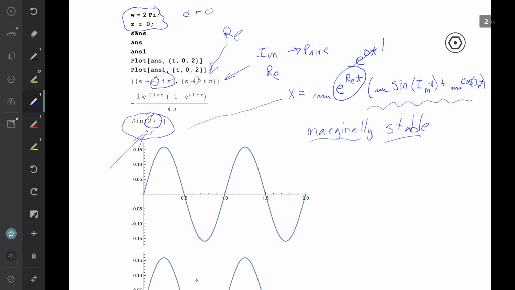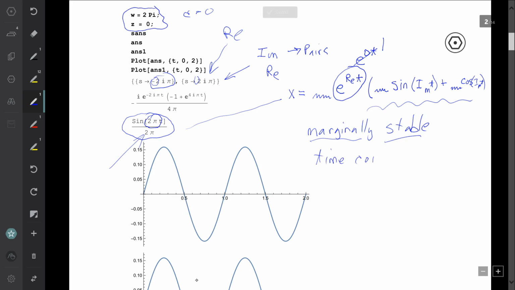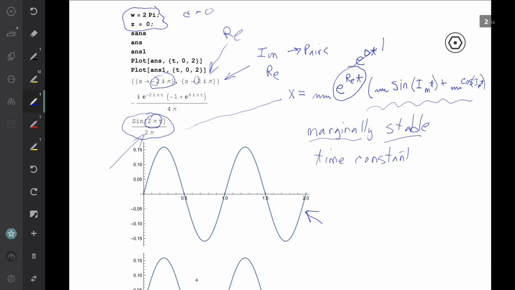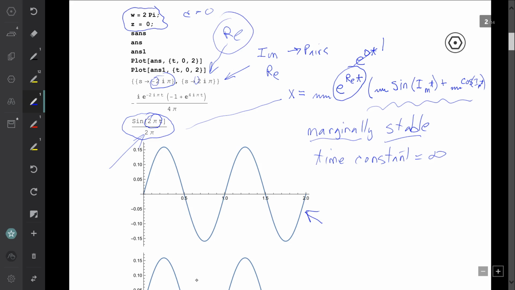The next thing would be time constant. In this case, it is never getting to where it's going. You can see that in the plot. It never gets there, right? It just keeps oscillating forever. And so the time constant is infinity, or doesn't exist. And you look at that because of the real parts of the S equation.